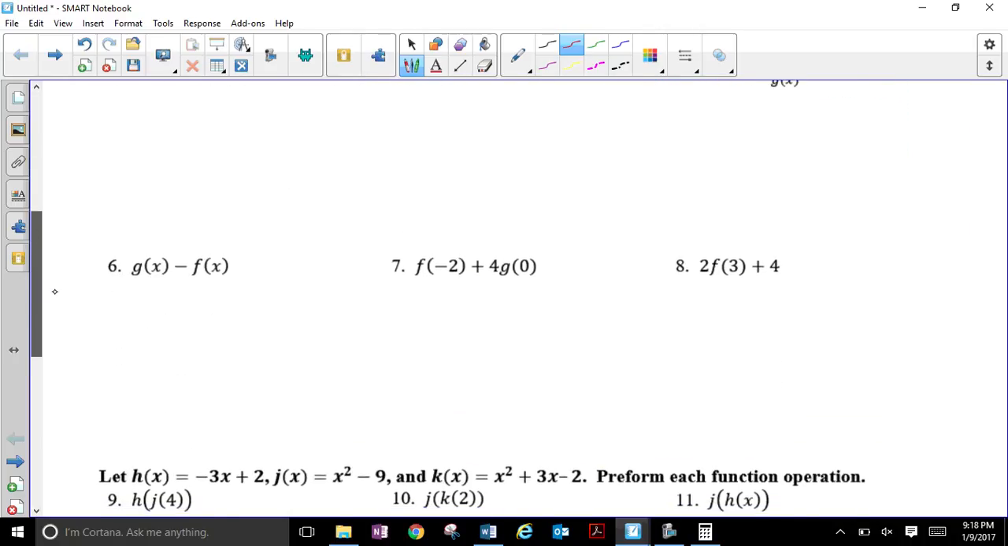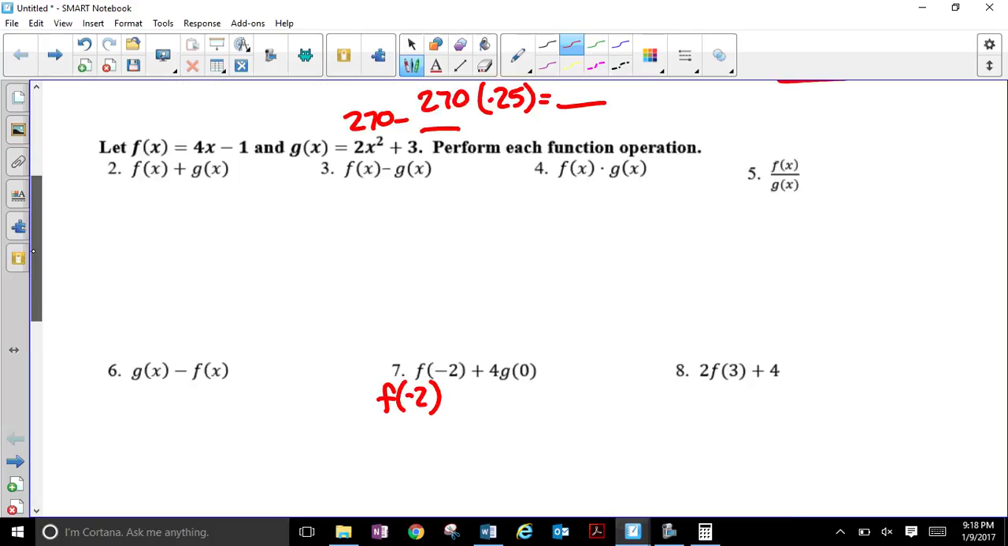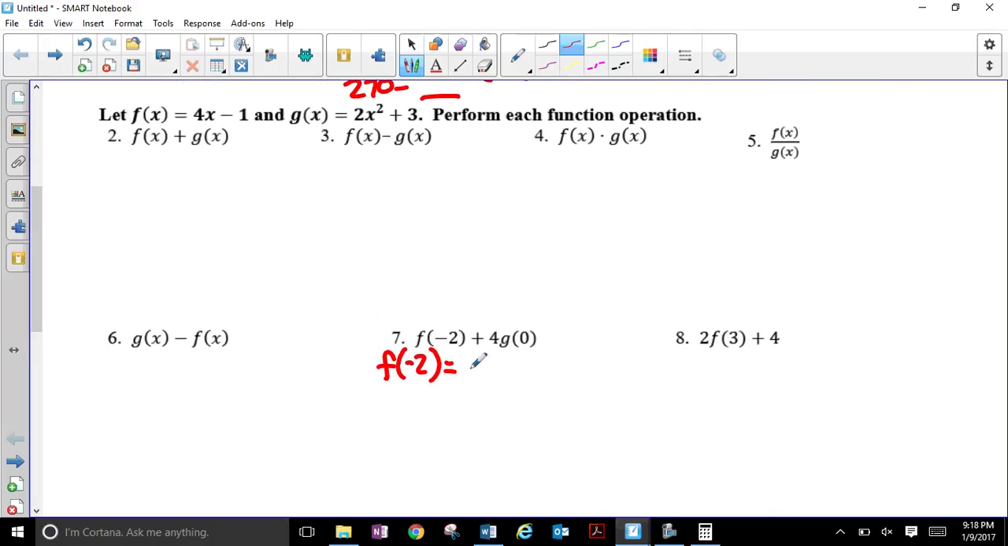I feel like 2 through those are okay. Just to make sure you understood 7 and 8 here. So you're doing whatever the f of -2 value is, and then you're adding it to 4 times whatever the g of 0 value is. So if you find f of -2 first, f is 4 times x minus 1, so it'd be 4 times -2 minus 1. So that gives you -8 minus 1, which is -9. So this value is now -9 plus, then we do 4 times whatever g of 0 comes out to be.